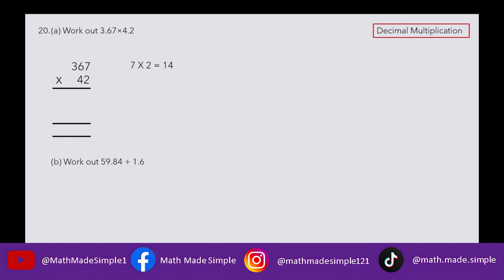write it all out. Then I do 7 times 2, which is 14. I write the 1, carry the 4. Then I do 6 times 2, but I have to carry 1, so I add 1, and then I write 3, carry 1. And then it's 3 times 2, which is 6, but I have that carry, so it's 7.